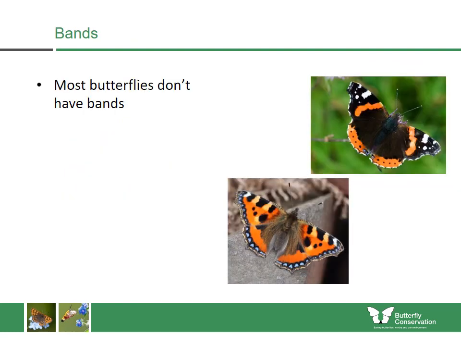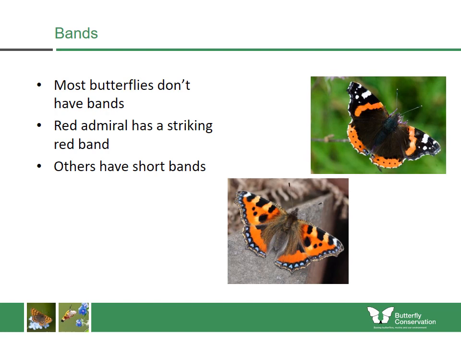So most of our butterflies in Scotland don't have any striking bands, except the red admiral. It's a very dark black butterfly with red bands on the upper wings, and it's very easy to identify that because it's so distinctive. Others have short bands on the wings, such as this small tortoiseshell here.